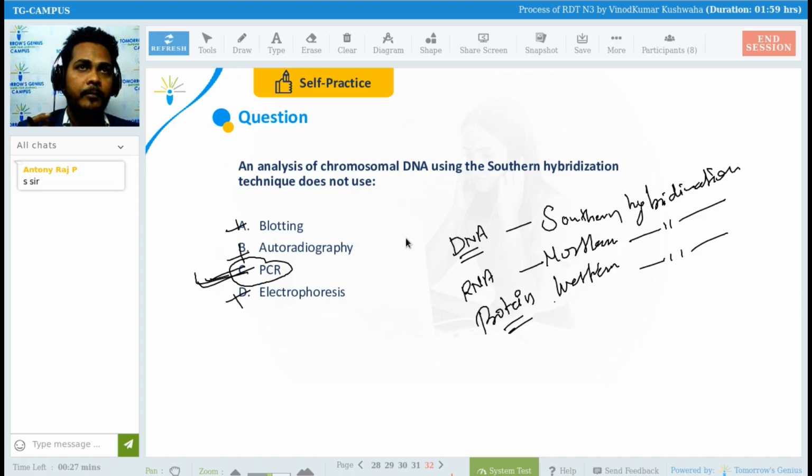Southern blotting is a laboratory method which detects a specific DNA molecule among a mixture of other DNA molecules by using techniques like electrophoresis and autoradiography. This method reveals information about DNA identity, size, and abundance. But it does not use PCR, the method for amplification of a DNA sample. That's why PCR is the right answer for this question.